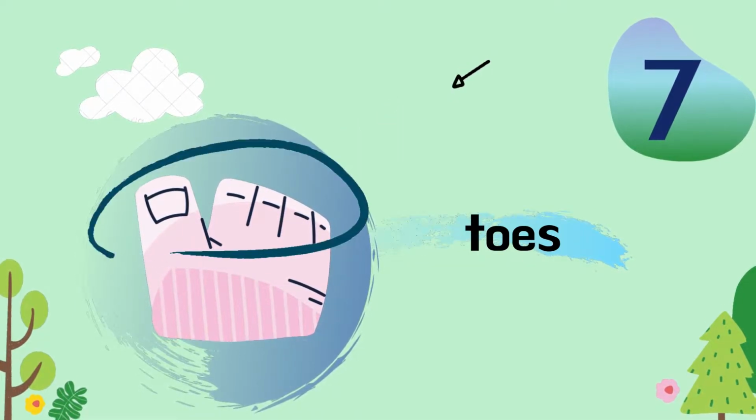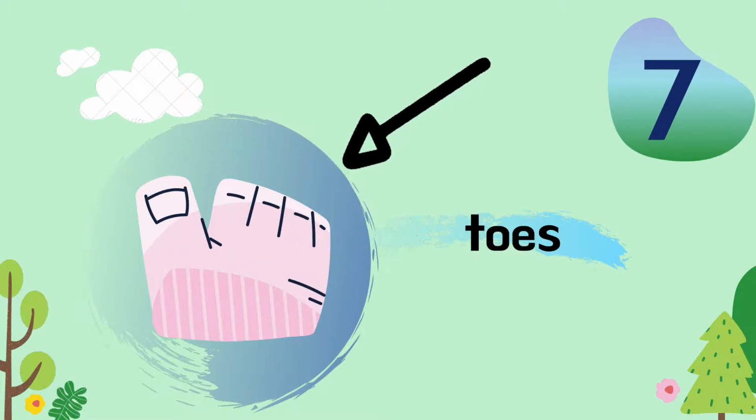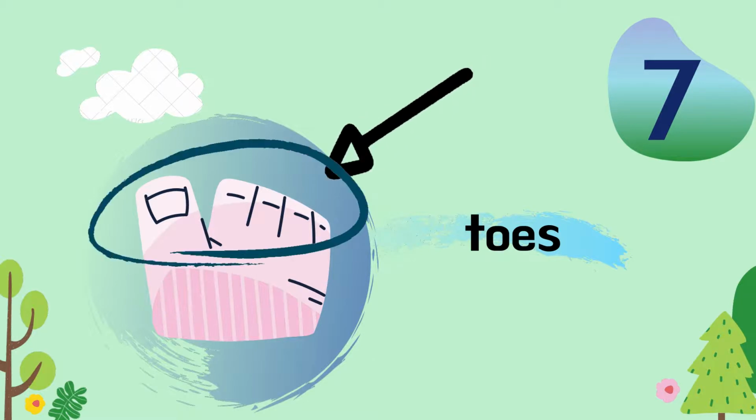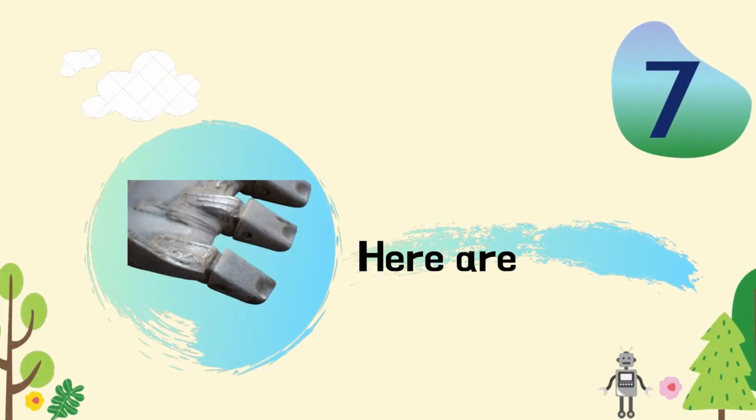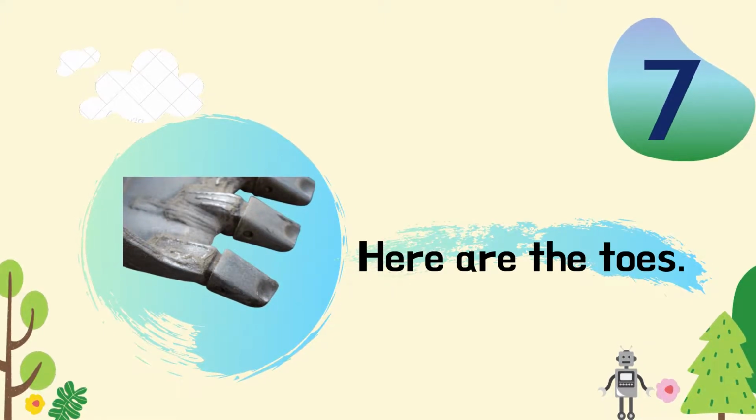Number 7. Toes. Look at the circle and look at the arrow. Now let's read the word together. Toes. Now let's read about the robot toes. Here are the toes. Here are the toes.